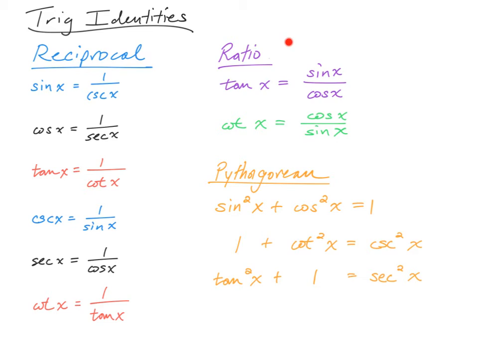Then we have these ratio identities, and these are what tangent and cotangent break down into as far as sines and cosines are concerned. So tangent is sine over cosine, cotangent is cosine over sine. And then lastly, everybody's favorite trig identities, the Pythagorean identities, and that is sine squared x plus cosine squared x equals 1. 1 plus cotangent squared x equals cosecant squared x, and the last one, tangent squared x plus 1 equals secant squared x. So knowing all of these trig identities will be very helpful.